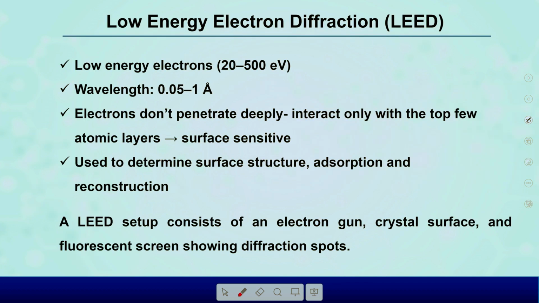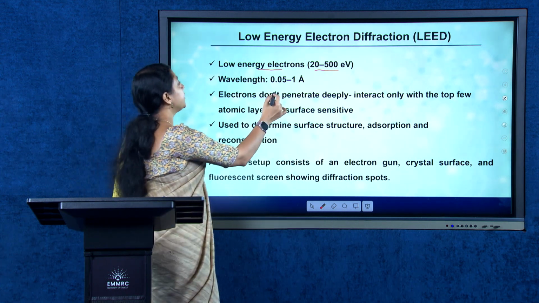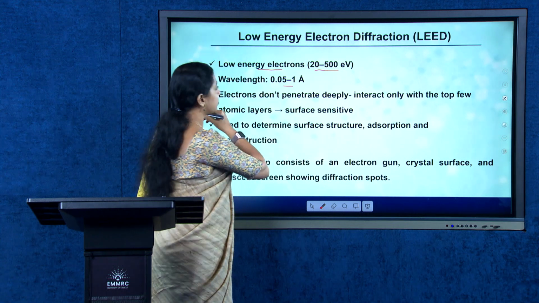Now let us see different types of electron diffraction methods. The first one is low energy electron diffraction, or LEED. As the name suggests, in the low energy electron diffraction method, we employ low energy electrons, usually in the range of 20 to 500 electron volts, and their wavelength is generally in the range of 0.05 to 1 angstrom.